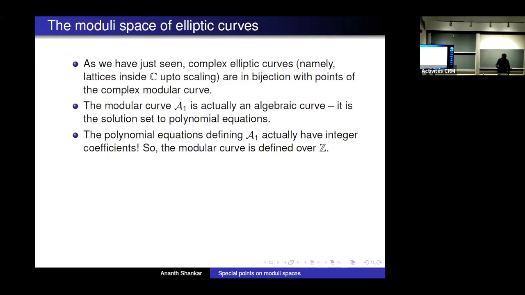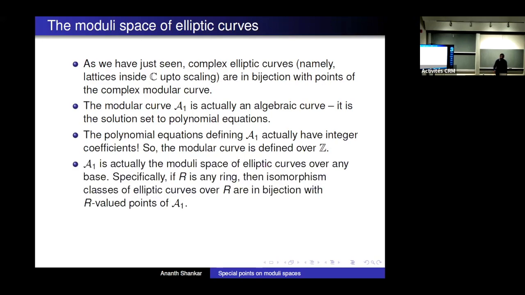We saw that elliptic curves have algebraic equations of the form y squared equals x cubed plus ax plus b. Well, a and b could be rational numbers, in which case the elliptic curve is like a rational object. A and b could be defined over any field, in which case the elliptic curve will be defined over that field. And similarly, the modular curve, not just is it a complex algebraic curve, it's actually defined by equations over Z. And the modular curve is not just the parameter space of complex elliptic curves, it's the parameter space of elliptic curves over any base.